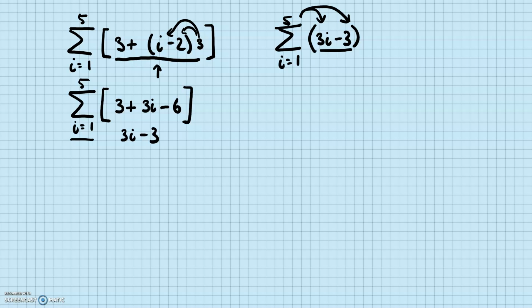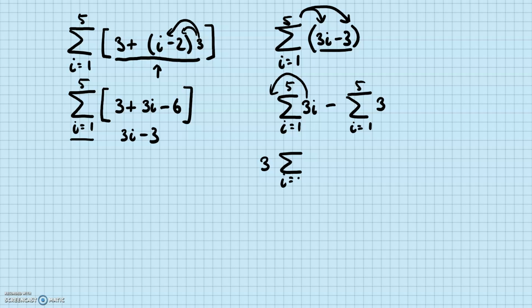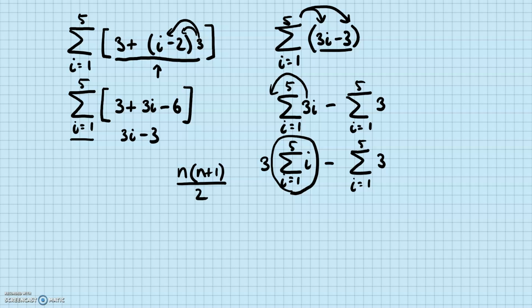So we can distribute the summation to each term. So we have the summation of i equals 1 to 5 of 3i minus the summation of i equals 1 to 5 of 3. And again, the 3 can come outside. So we have 3 times the summation from i equals 1 to 5 of i minus the summation of i equals 1 to 5 of 3. Now this part, again, is the summation, or the series, of consecutive integers. So remember that was n times n plus 1 over 2. And in this case, n is 5.